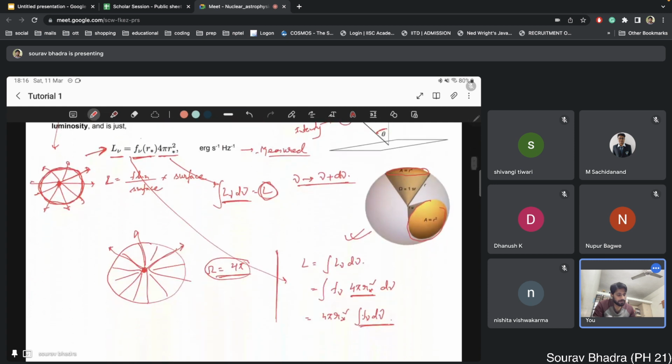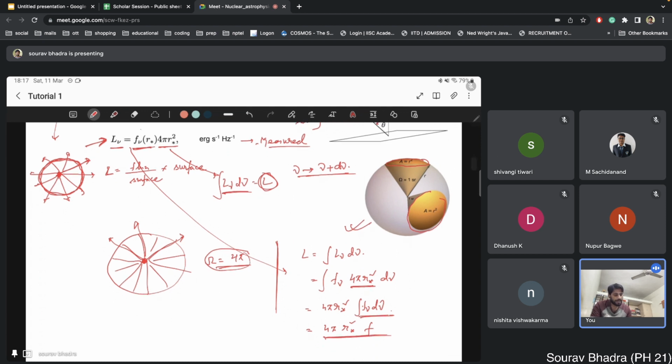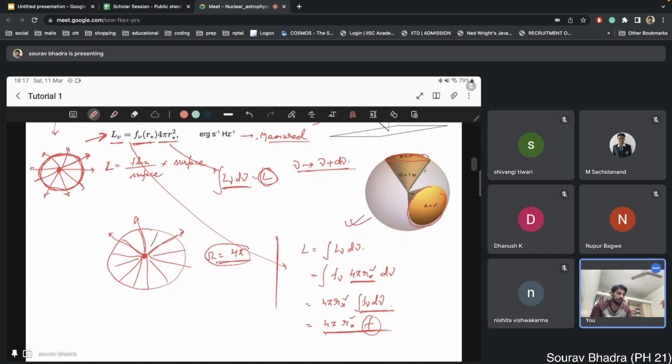So this F nu d nu can be written as capital F, in a similar way. That is, I have integrated the frequency dependent flux over the frequency range, that is the F, okay. So 4 pi r star square times F. Now if we can calculate the F, we can create a relation between L and the other parameters.